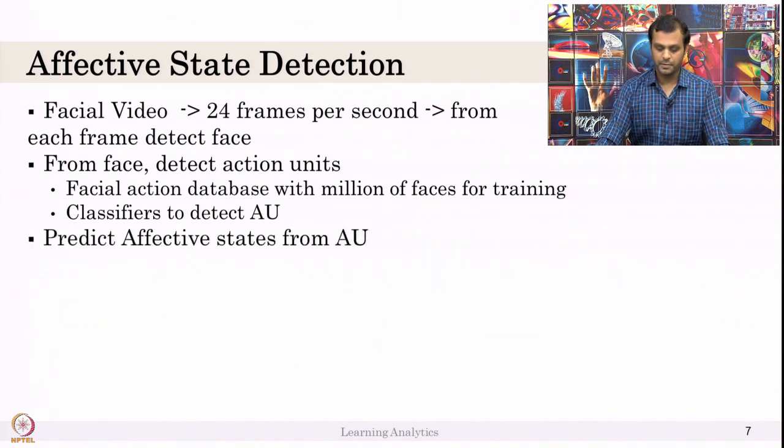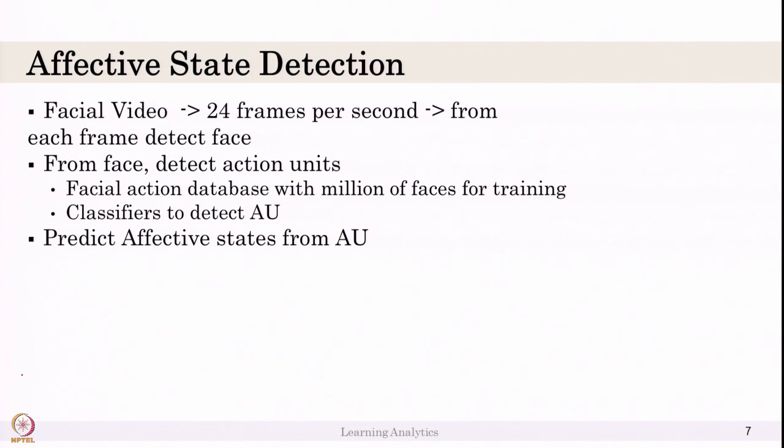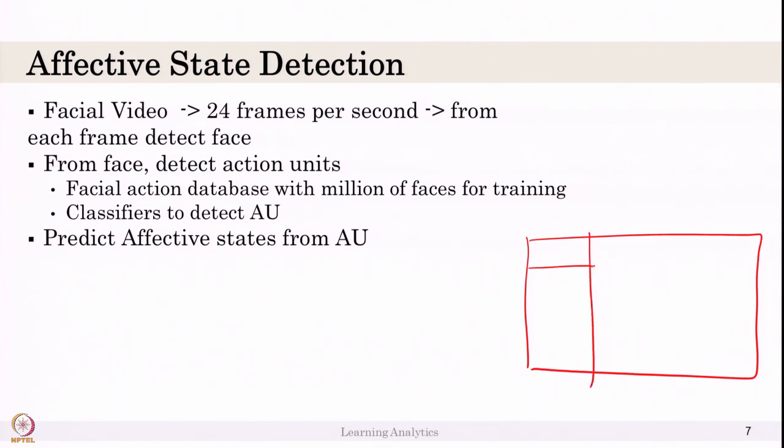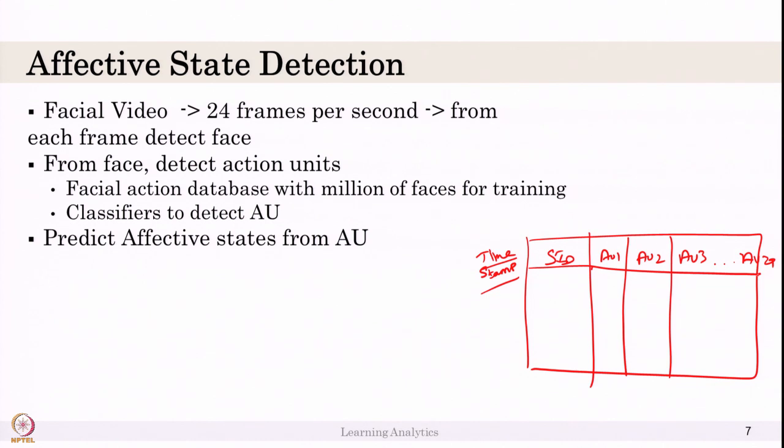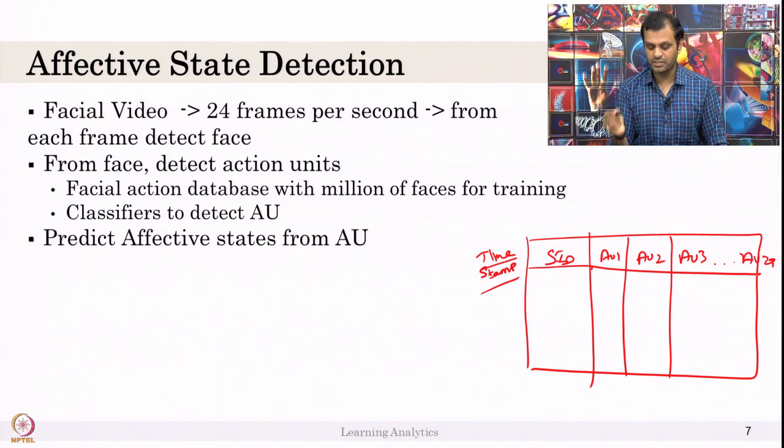So from the action units, we have to predict the affective states. For example, the data will be like this. Say the student ID, action unit 1, action unit 2, AU3 and say AU29 or 30, then the timestamp. Basically, the action unit is not giving a binary classification. Instead, they are giving probability values, saying what probability this action unit might be occurring. So say 0.8, some values, this is say 0.2 or something. So now you have a lot of values coming out. AU1 is happening, might be AU1 also AU7 or AU8, we don't know.